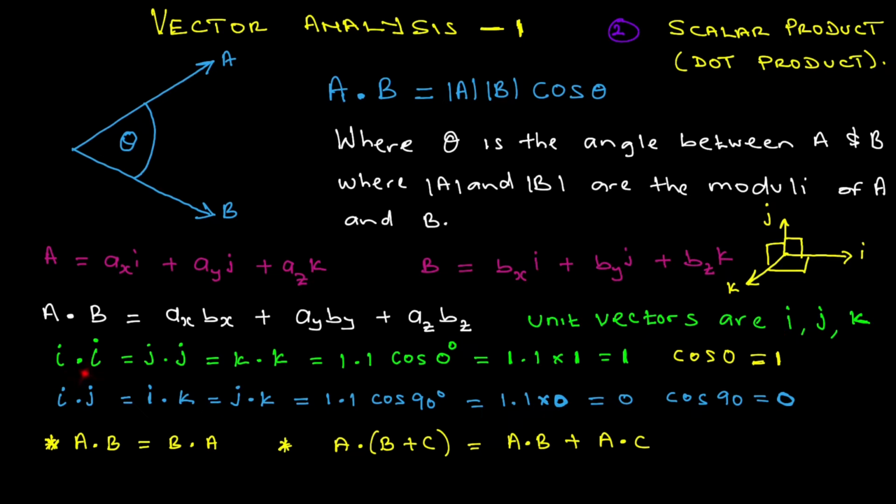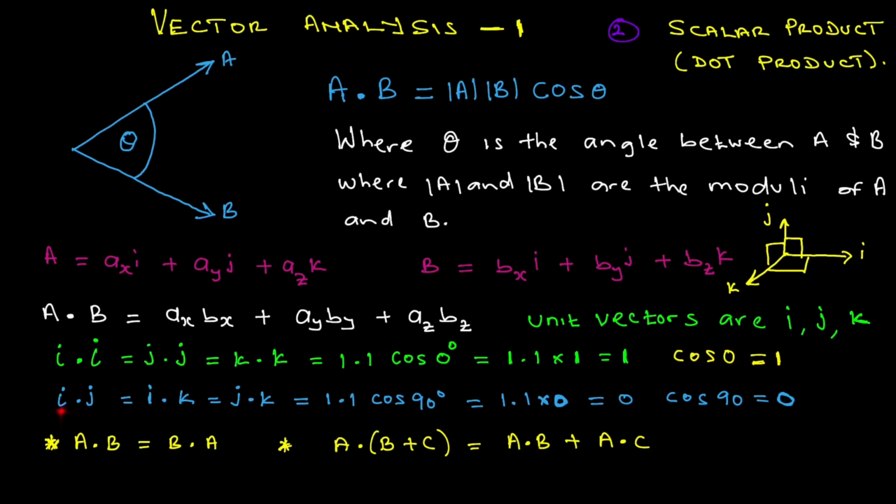So i times i is equal to j times j, equals k times k, because they're parallel. It's 1 times 1, because their values are 1, times cos of the angle 0, and cos of 0 is 1, so they have 1 times 1 times 1 equals 1.